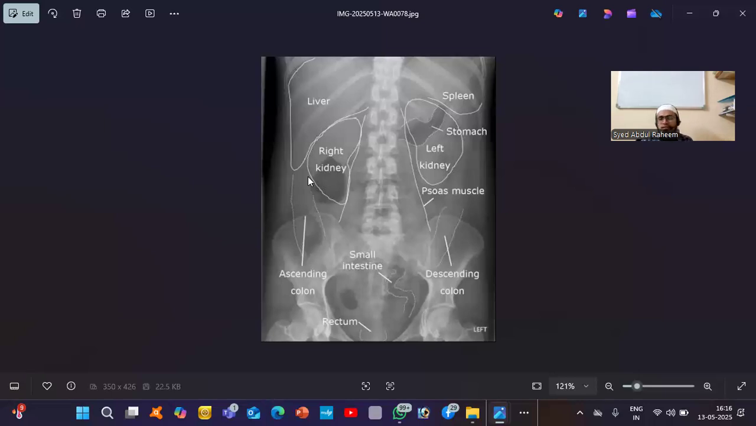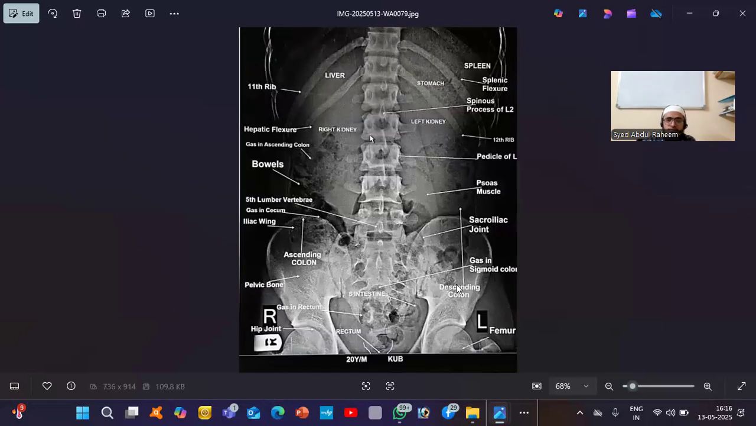But nowadays it is easy because we have a radiologist. He will give the impression. But as a doctor, we have to know this anatomy. Next comes the detailed X-ray. Here you have everything.